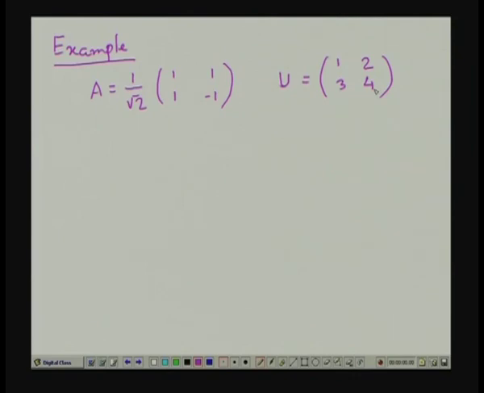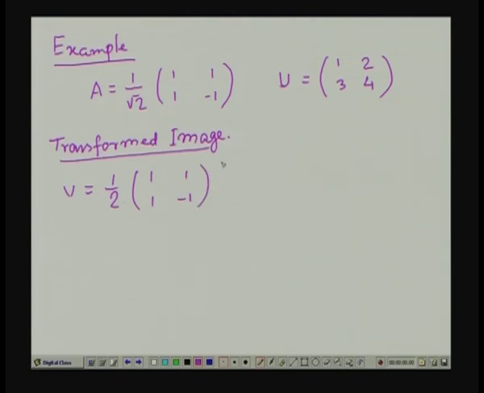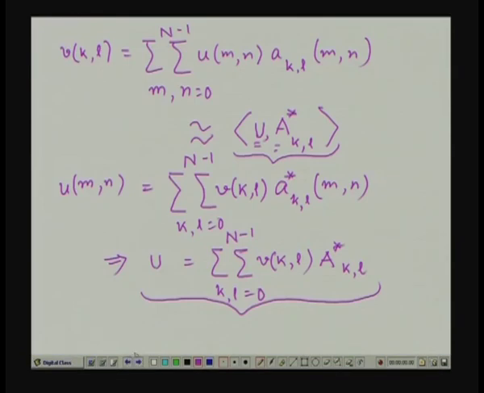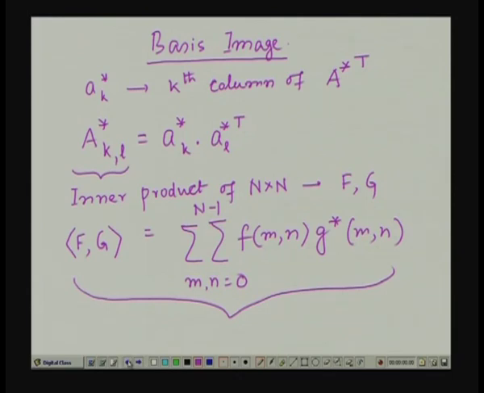So, given this, we can compute the transformed image like this. The transformation matrix V will be given by 1 upon 2 into 1, 1, 1, minus 1, into our input image 1, 2, 3, 4. So, if you just see our expressions, you find that our expression was something like this.